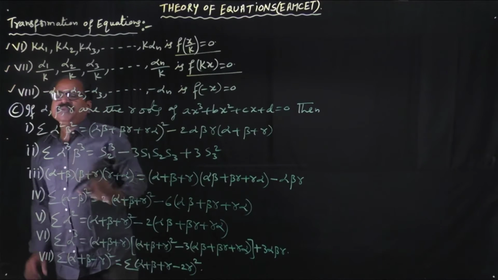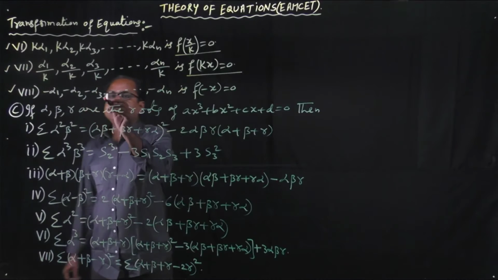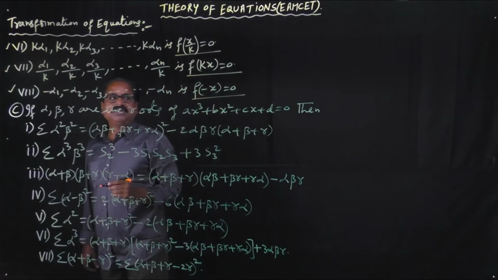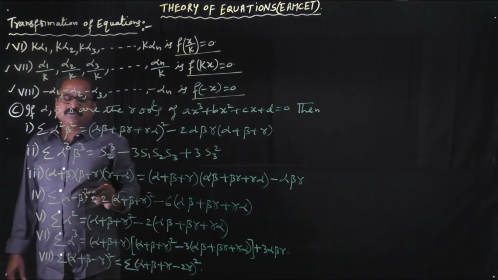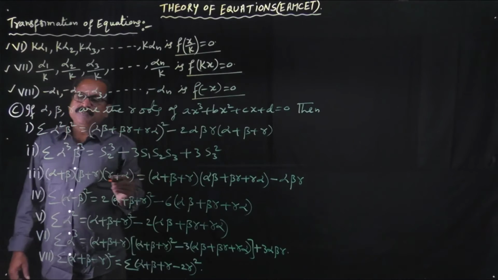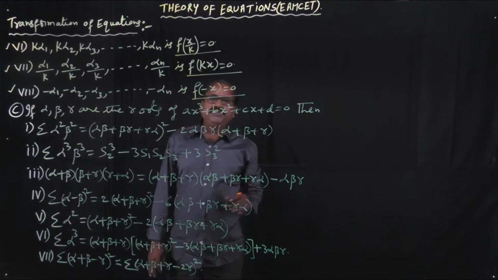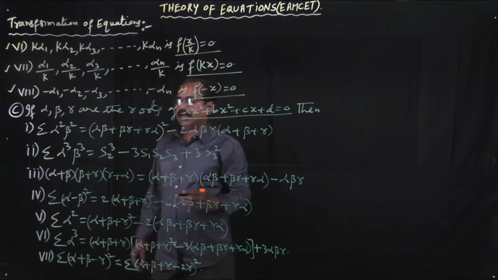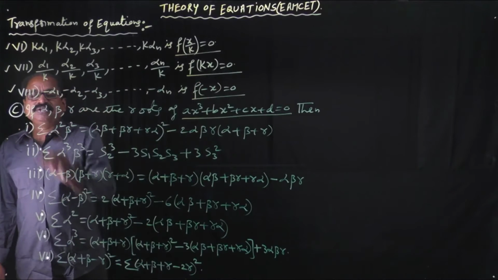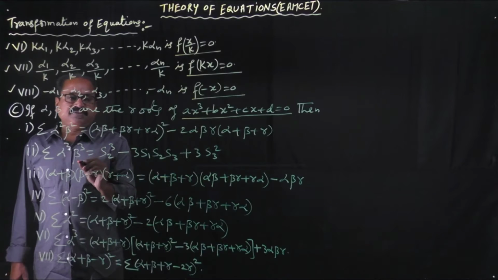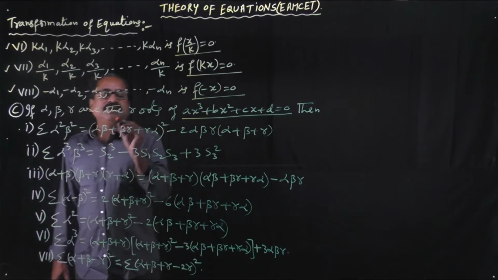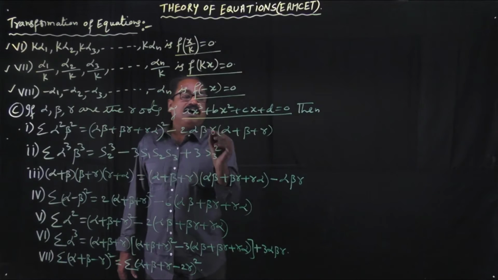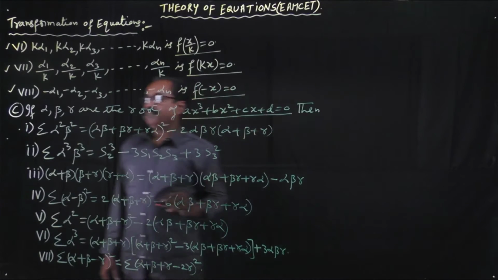Now the roots are minus alpha 1, minus alpha 2, minus alpha 3 and so on minus alpha n is f of minus x is equal to 0. So, third concept is if alpha, beta, gamma are the roots of ax cube plus bx square plus cx plus d is equal to 0, then first one is sigma alpha square beta square is equal to alpha beta plus beta gamma plus gamma alpha whole square minus 2 alpha beta gamma into alpha plus beta plus gamma.